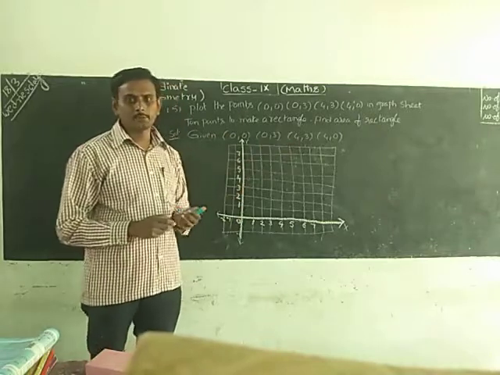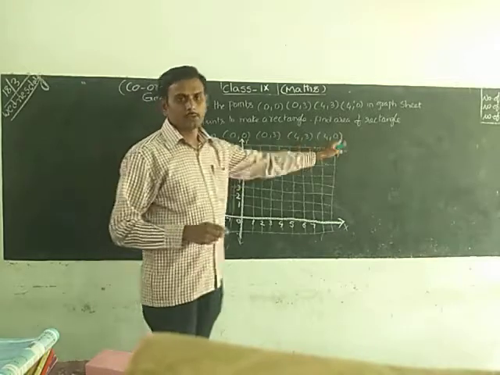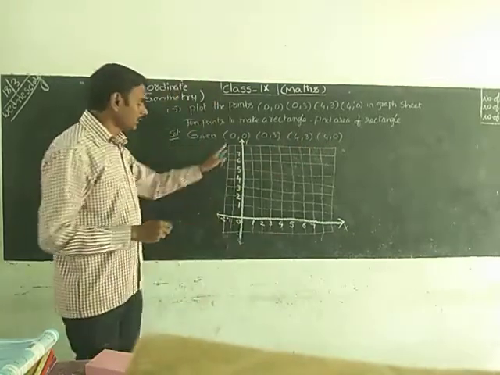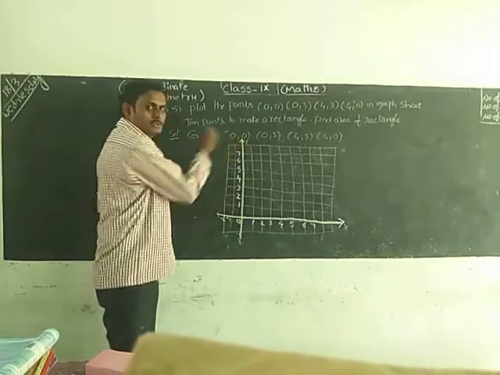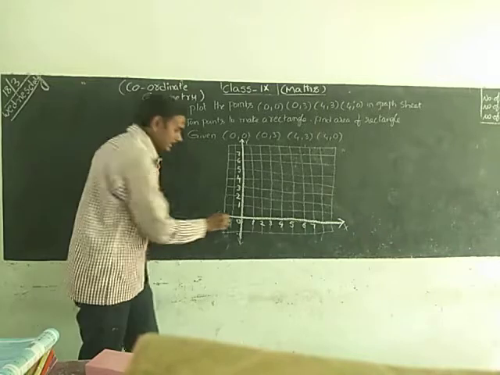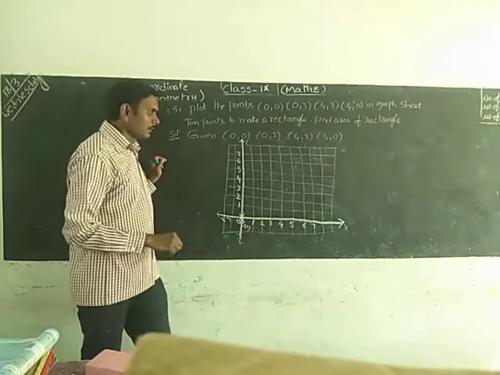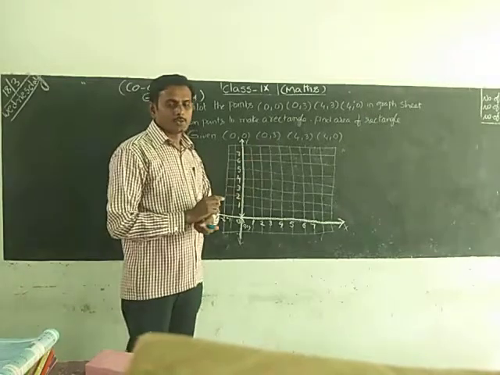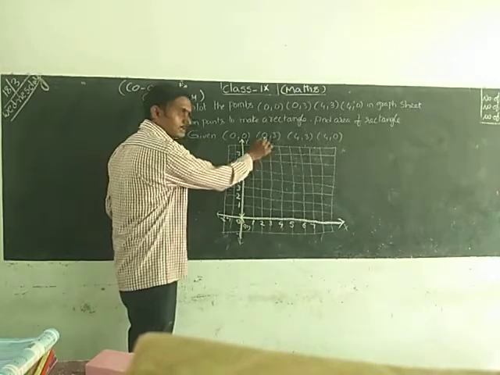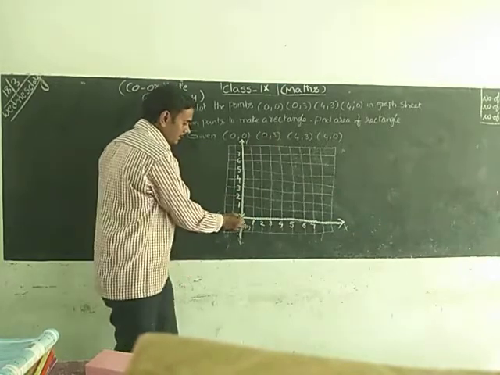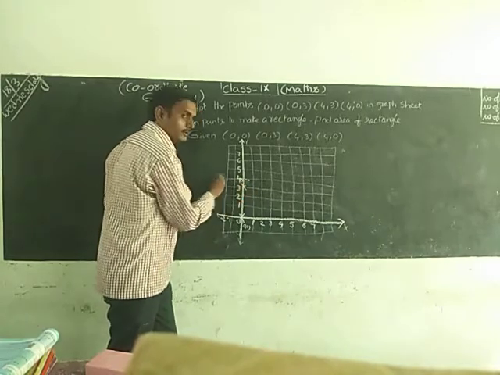Okay, all the numbers. What are the coordinates here? First coordinate, second coordinate, third coordinate, fourth coordinate. Okay, 0, 0 means on the x-axis 0, y-axis 0. Next, 0, 3. Where is it located? 0, 3 means x-axis 0, y-axis 3. It is located here.